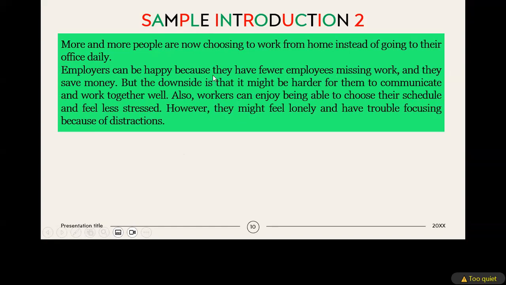So for example here, because they have fewer employees missing. Now he's going to talk about this one. Why, for example, when staff works online, they do not miss work. He's going to explain this. And the second one, they save money. We're talking about employers. Okay, how can they save money? Now, these are what you call details that you need to put into your body. Okay, 1 and 2.